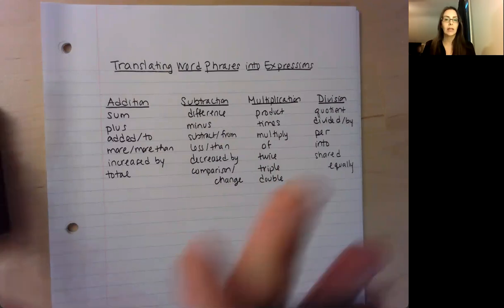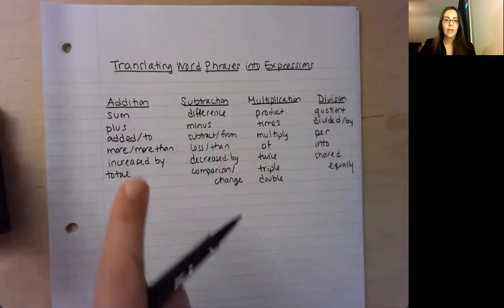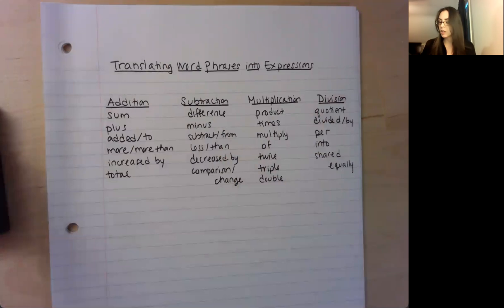So just to review them quickly, you have addition. Some words that could mean addition are some, plus, added or added to, more or more than, increased by, total. So those tend to be our main ones for addition. For subtraction, we often see words like difference, minus, subtract or subtract from, less or less than, decreased by, or some sort of comparison or change.